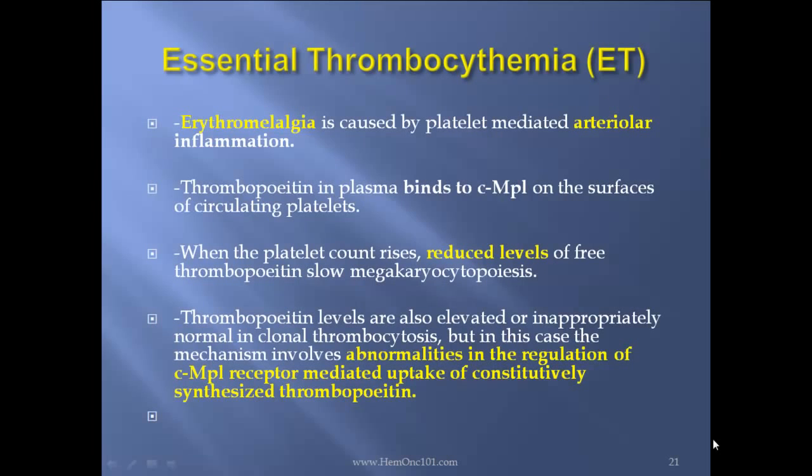Erythromelalgia is caused by platelet-mediated arterial inflammation. Thrombopoietin in plasma binds to CMPL on the surface of circulating platelets. When the platelet count rises, reduced levels of free thrombopoietin slow megakaryocytopoiesis. Thrombopoietin levels are also elevated or inappropriately normal in clonal thrombocytosis, but in this case, the mechanism involves abnormalities in the regulation of CMPL receptor-mediated uptake of constitutively synthesized thrombopoietin.